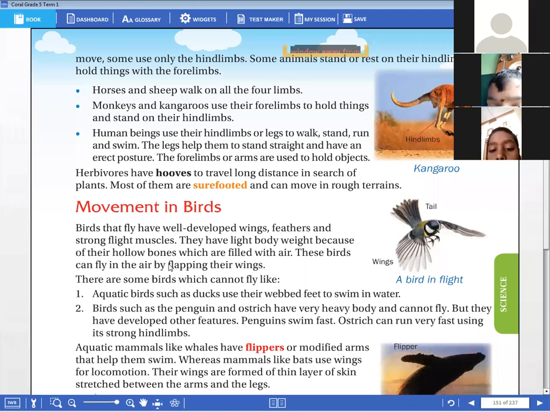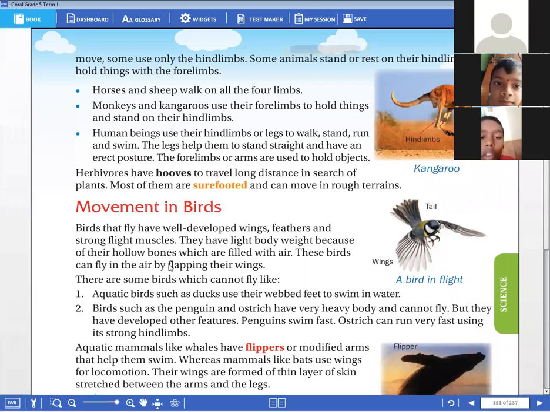It is hollow. For example, a capsicum. If you see a capsicum, children, it has a lot of space inside, no? It is not completely filled with flesh. It has a hollow space inside. So that space is called hollow, children. So those bones are filled with air. So that's why birds are light in weight.